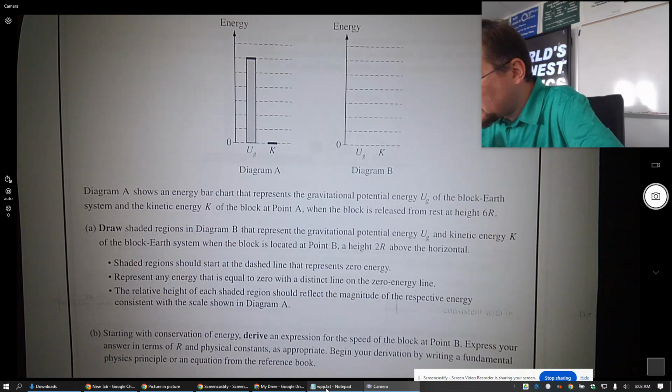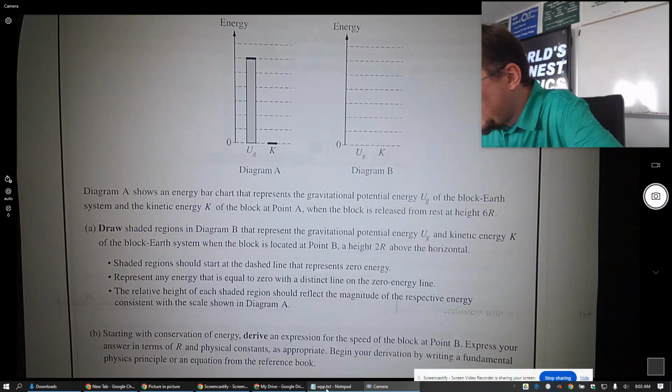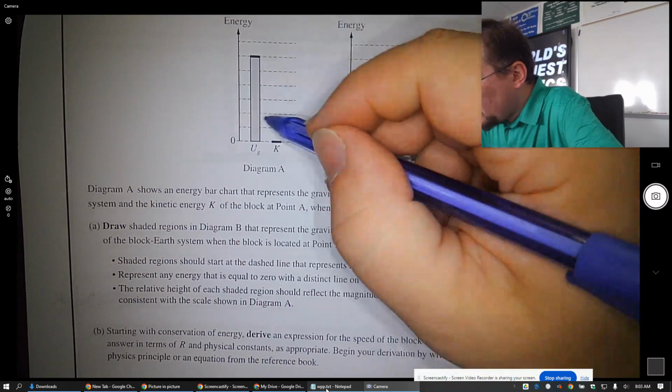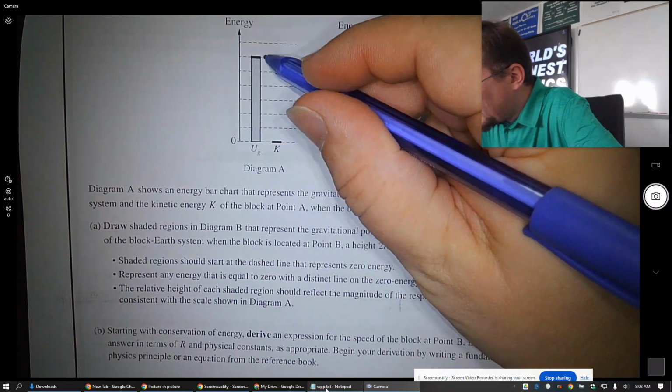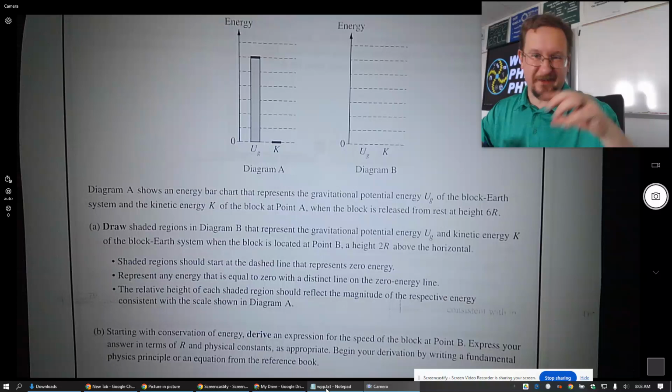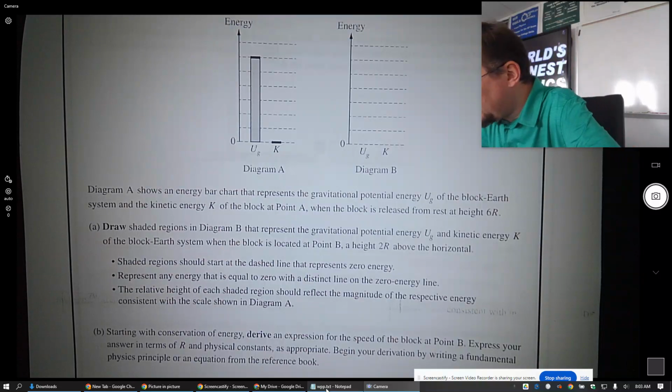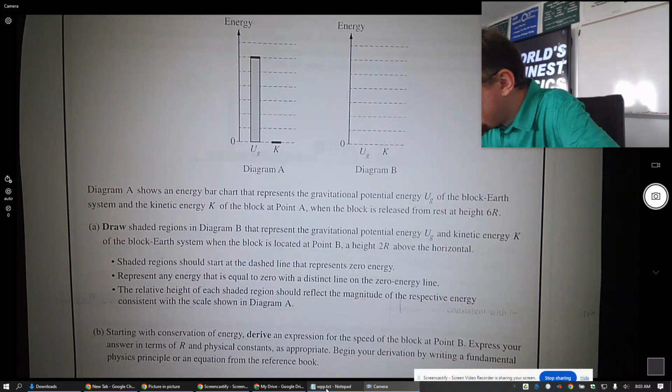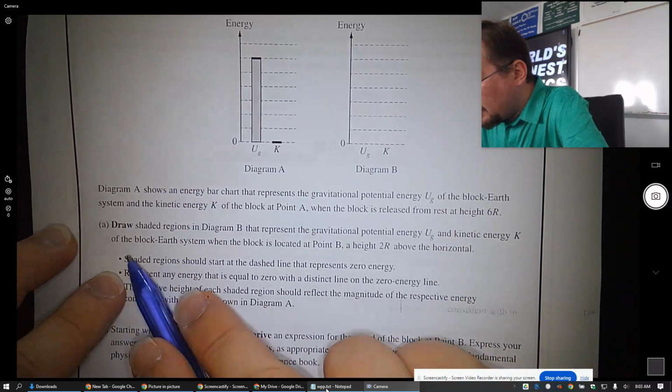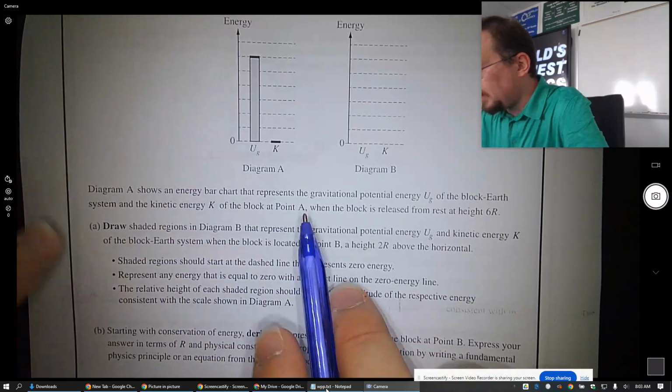Okay, diagram A shows an energy bar chart that represents gravitational potential energy of the block-Earth system and the kinetic energy K of the block at point A. 1, 2, 3, 4, 5, 6. So each bar basically represents an R worth of height. Okay, draw shaded regions in diagram B that represent the gravitational potential energy of the block-Earth system when the block is located at point B.